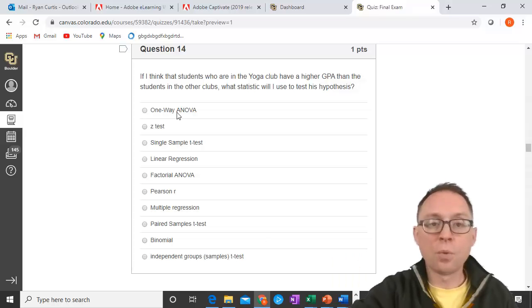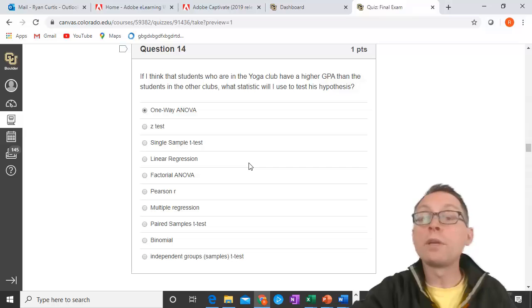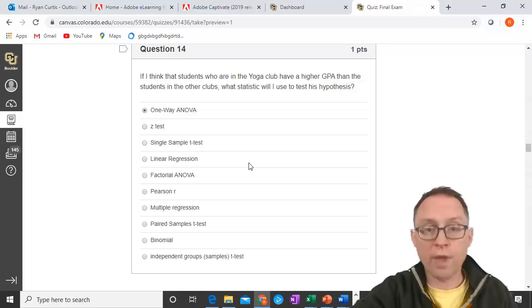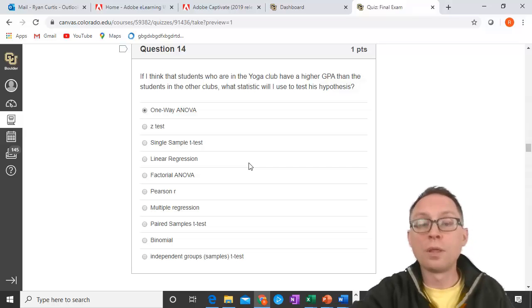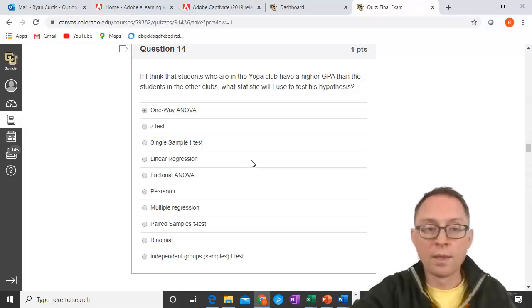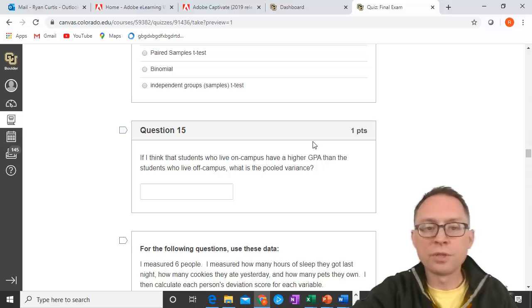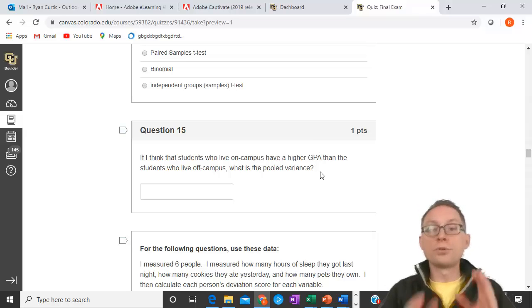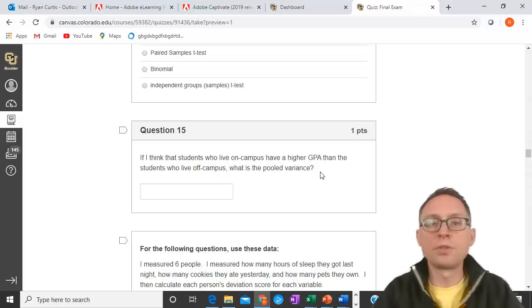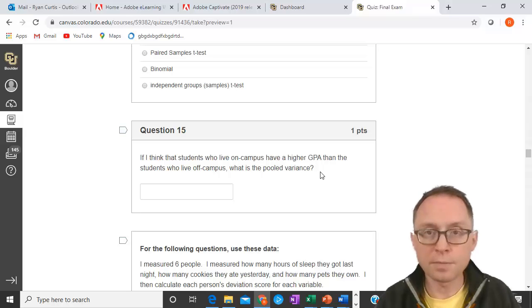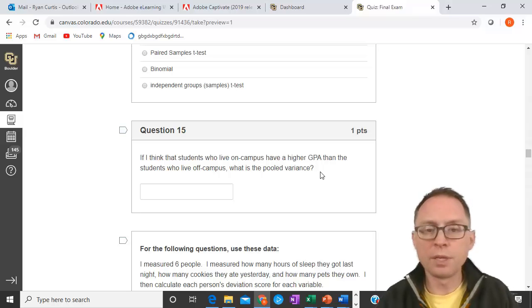I have to use a one-way analysis of variance. It's one way because there's only one factor and it has more than 2 levels. If I think the students who live on campus have a higher GPA than the students who live off campus, what is the pooled variance? All right, so students who live on campus versus off campus, this would be an independent samples t-test. Okay, this would be an independent samples t-test, and I need to get the pooled variance.